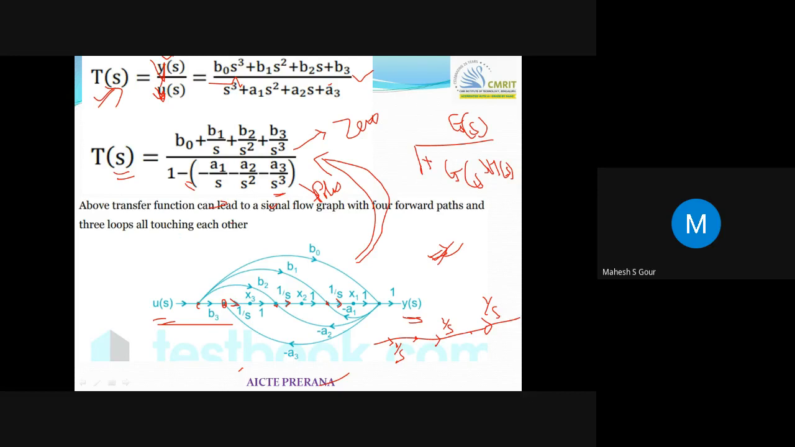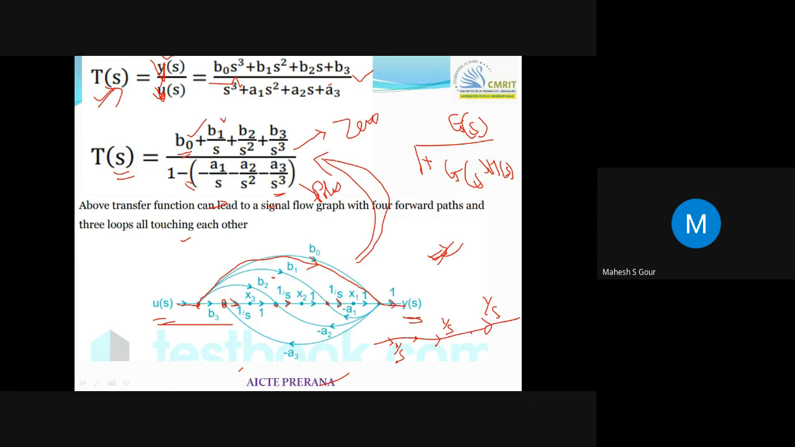So now, what is your first thing? For b naught, there is no multiplication by 1 by s, right? So I'll directly connect it to the output, like this. It's clear now? Got it? All zeros will be going in the forward direction, and poles will be coming in the reverse, meaning the arrow indication, right? I hope you understood b naught now. For b naught, there is no s term that is getting divided, so I'll directly connect from my input to the output as my b naught.